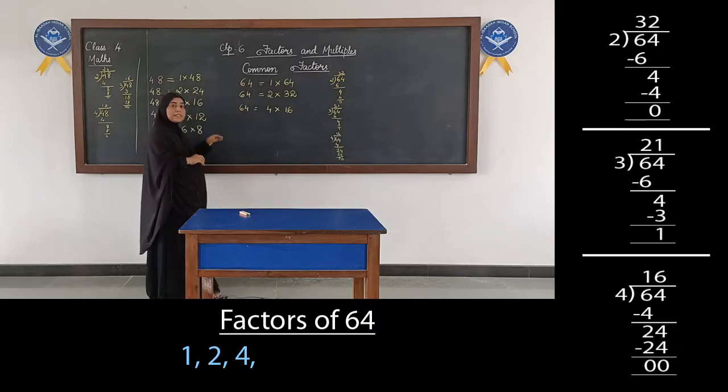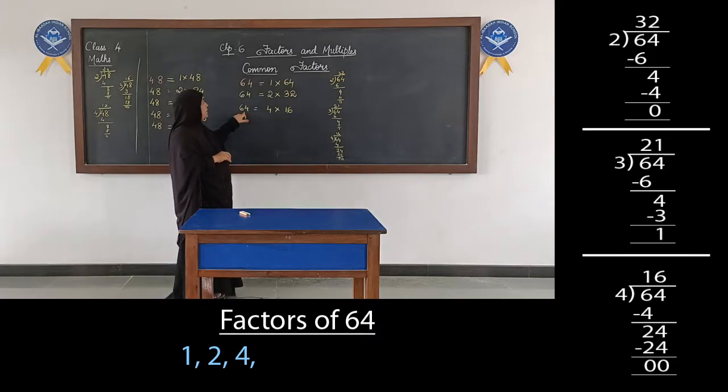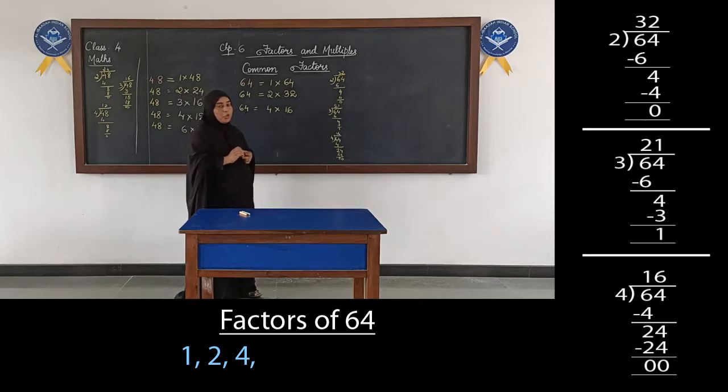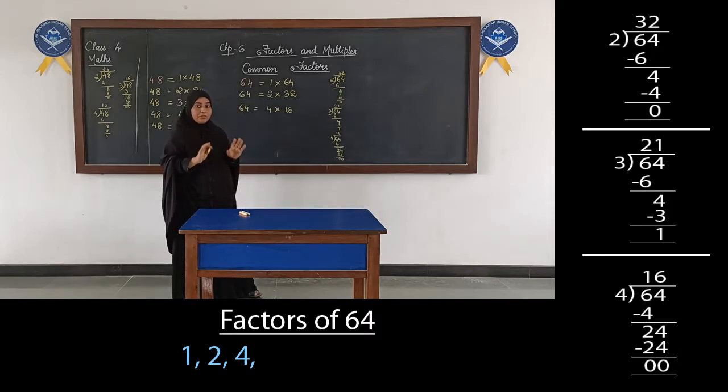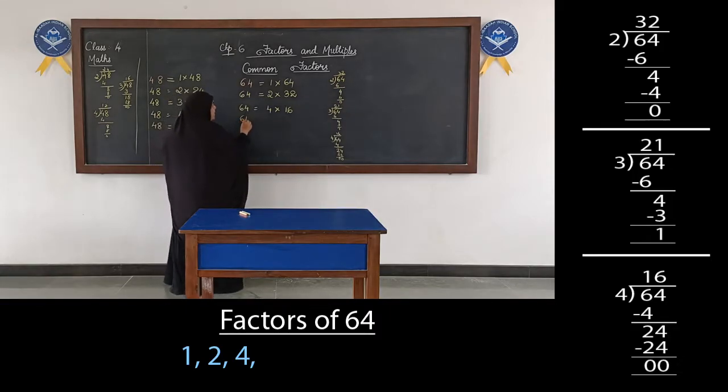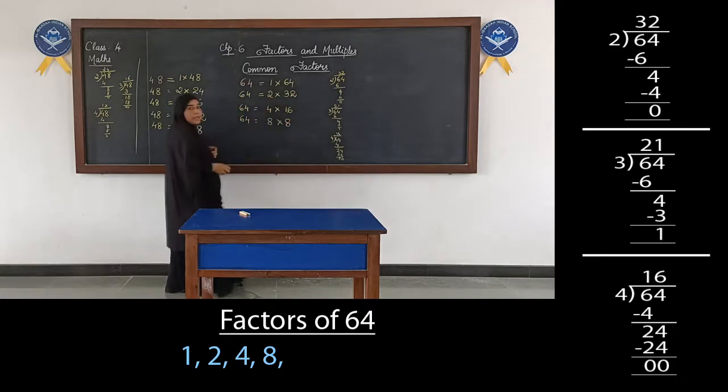What about 6? If we divide it with 6, 6 tens are 60, we will get 4 as the remainder. So 6 is also not a factor of 64. Then, do we find 64 in the table of 7? No. 7 is not a factor of 64. What about 8? Is 8 a factor of 64? Yes. 8 8s are 64, right? 8 into 8 is 64.